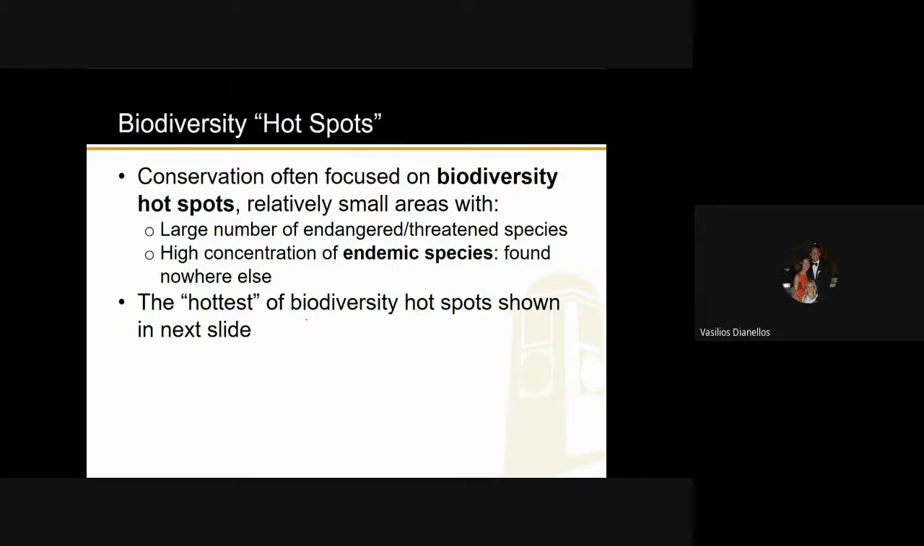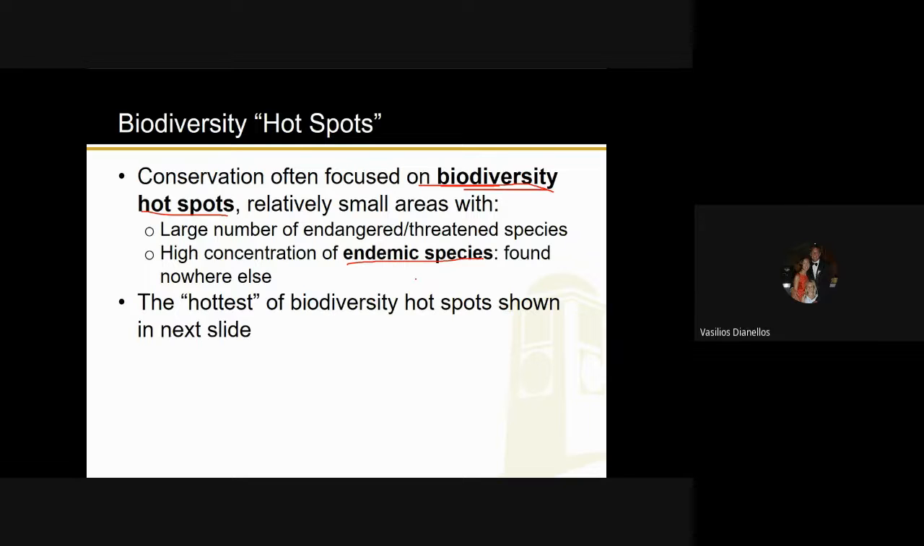Now, when they do this, a lot of times they actually focus on something called a biodiversity hotspot. And that is an important word. If this section was going to be on the exam, that question definitely would be. A biodiversity hotspot is a relatively small area that has a large number of endangered and threatened species and a high concentration of endemic species. And what is an endemic species? It's a species found nowhere else.